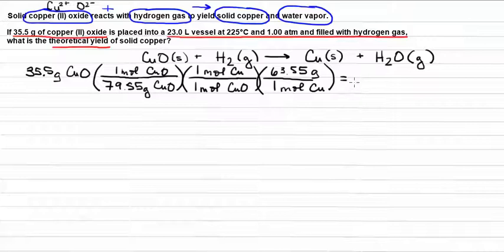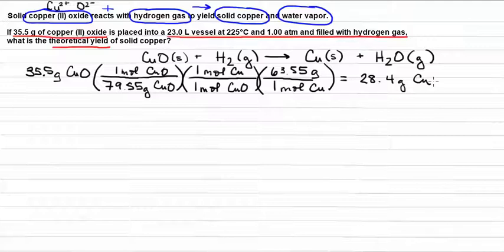So the overall amount that can be formed from 35.5 grams of the copper(II) oxide and as much hydrogen gas as you could possibly have is 28.4 grams. That's the theoretical amount that you can form from 35.5 grams of copper(II) oxide and as much hydrogen gas as you can possibly have.